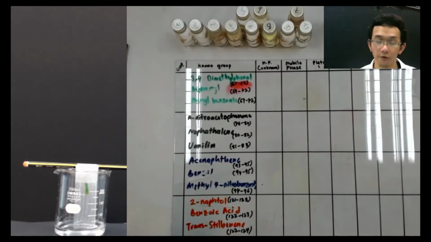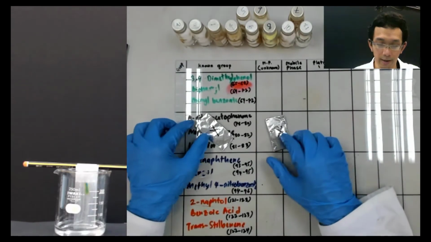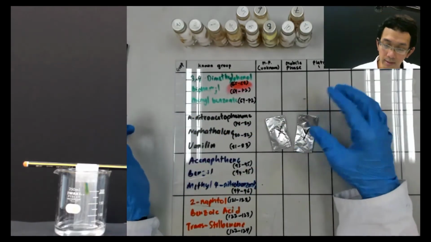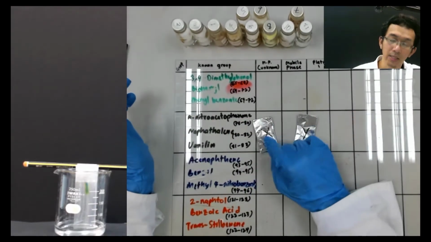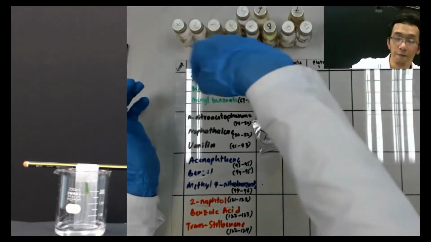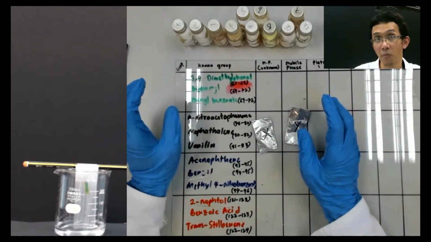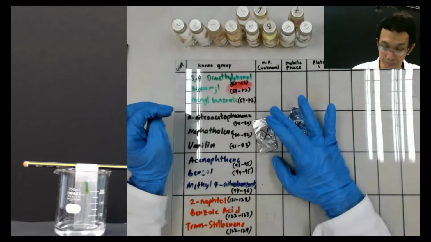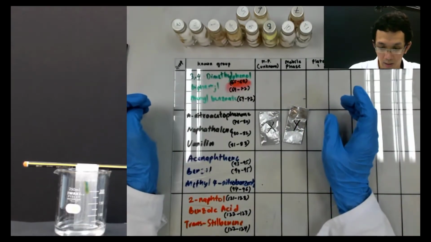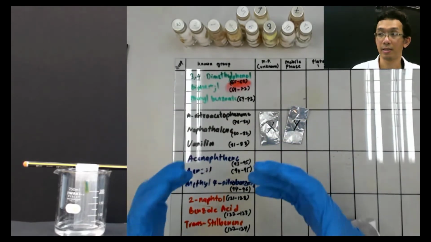Now the idea for this experiment is that I will give you two unknowns, X and Y. Your task is to find what X is and what Y is. X and Y come from either two of these. In order to find that, we will identify X and Y using a combination of melting point and TLC. But before we do that, let's talk a little bit about the TLC itself.